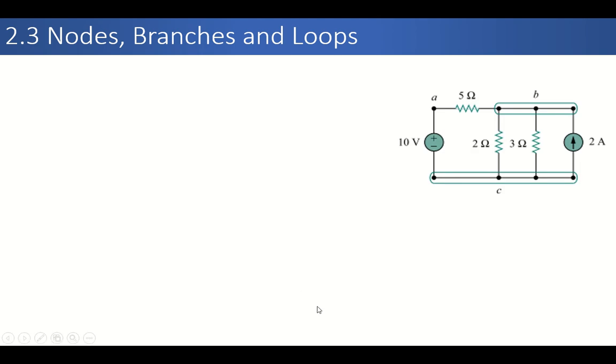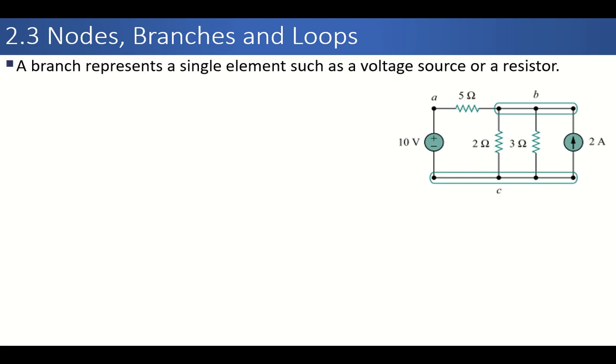So let's start. Let's suppose we have a simple circuit in which we have applied 10 volts and there are resistances of 5 ohm, 2 ohm, 3 ohm. There is also a current source of 2 ampere. So in this circuit there will be some nodes, branches and loops. We want to find which one is a node, which one is a branch and which one is a loop.